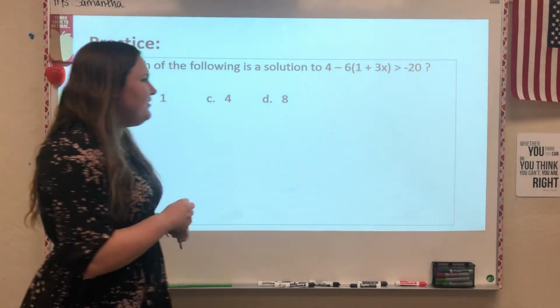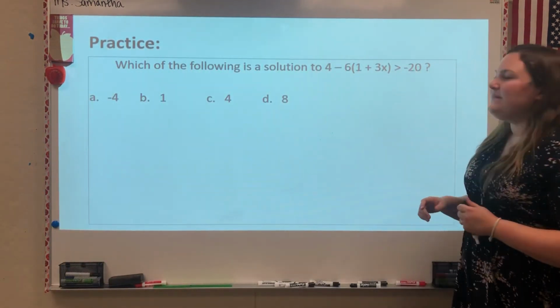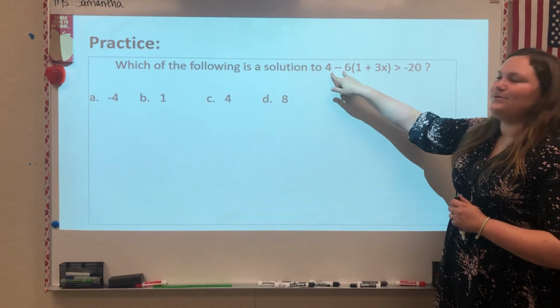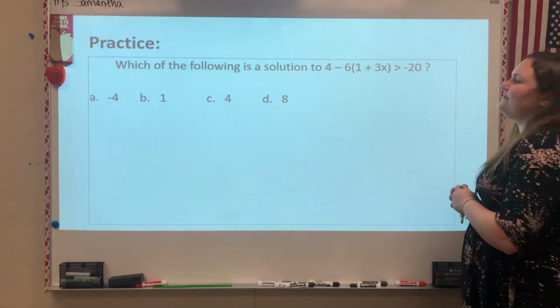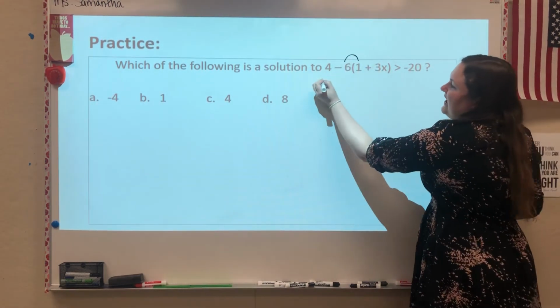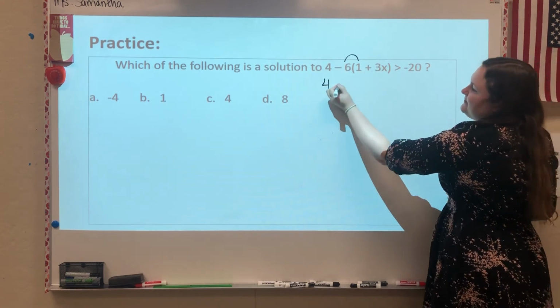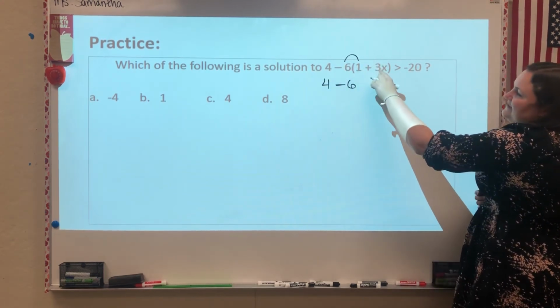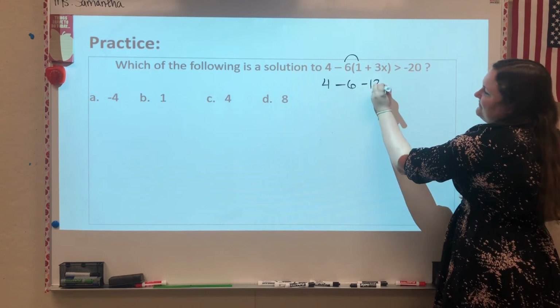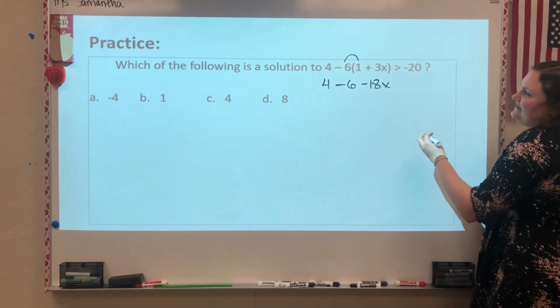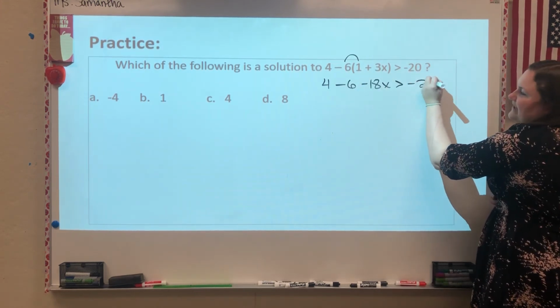All right. When you go to do this problem, sometimes students want to subtract these. You can't do that. You've got to do your multiplication first. So I would copy my 4. Negative 6 times 1 is negative 6. Negative 6 times 3x is negative 18x. Be careful with that negative sign. That is greater than negative 20.